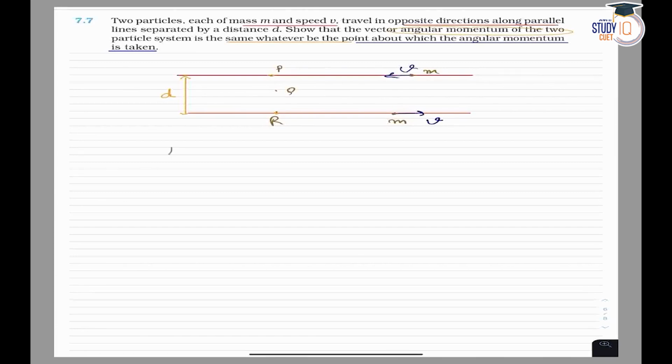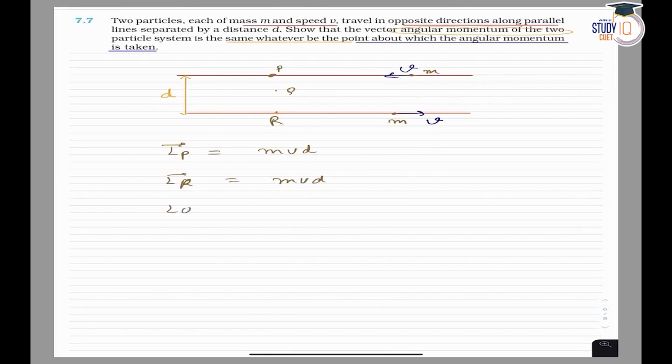So if we calculate the angular momentum about P, the angular momentum of this upper particle would be 0. So the only angular momentum that comes is of the lower particle, which is equal to mvd. If we talk about angular momentum about R, again it comes out to be mvd.